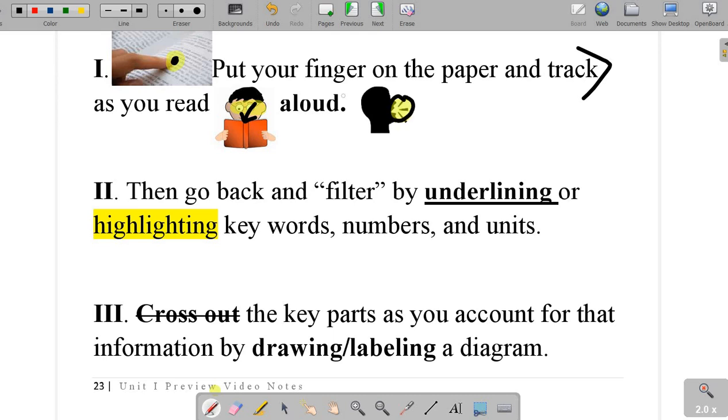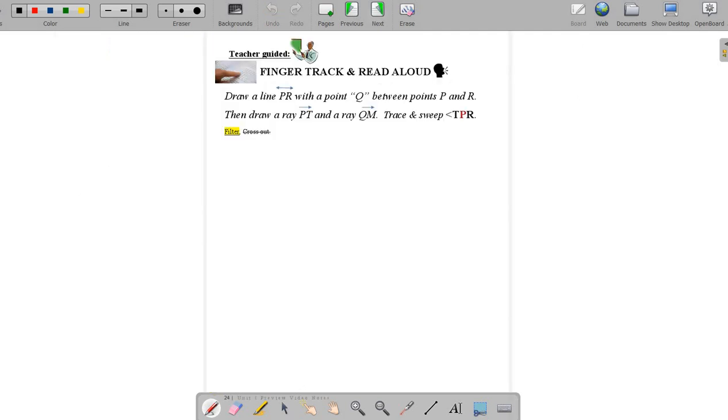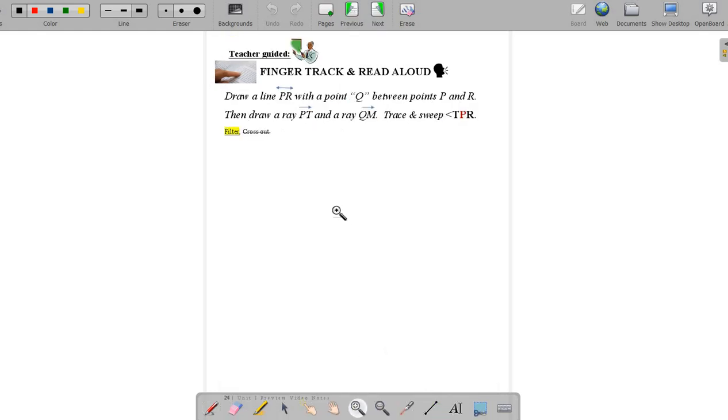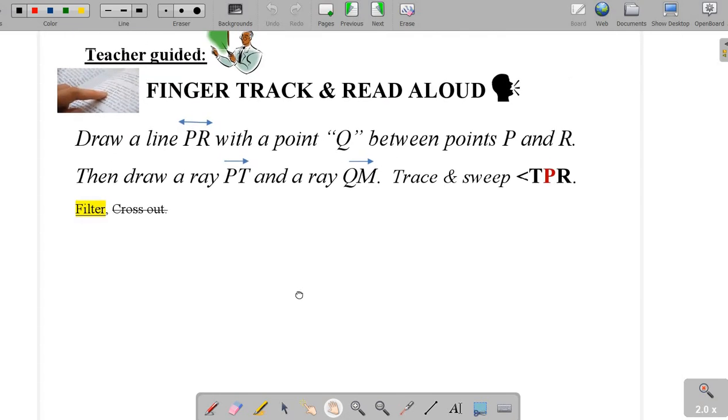3 times that you do that, reading first time. Reading the second time, you go back and you filter by underlining or highlighting the key words. Number 3, after filtering, you cross out the key parts as you account for the information after drawing and labeling. 3 body parts, 3 times. I'm going to model this for you. I'm going to do 2 problems with you, and then you're going to try 1 on your own. We're almost done. Ready? 3 body parts 3 times.